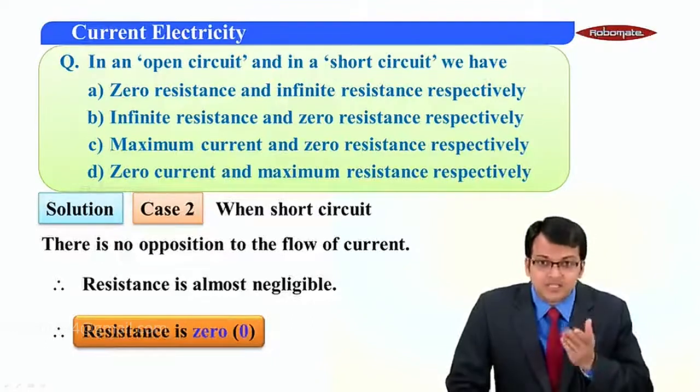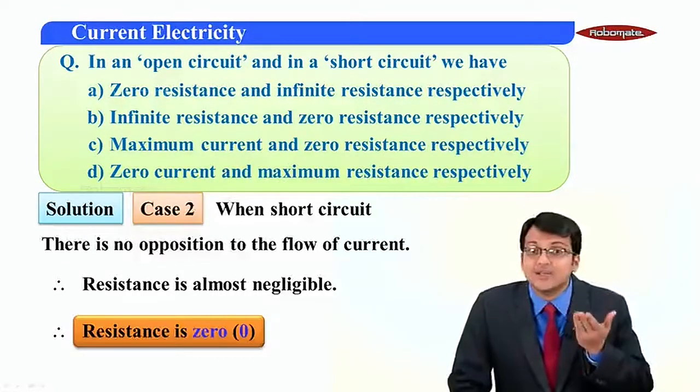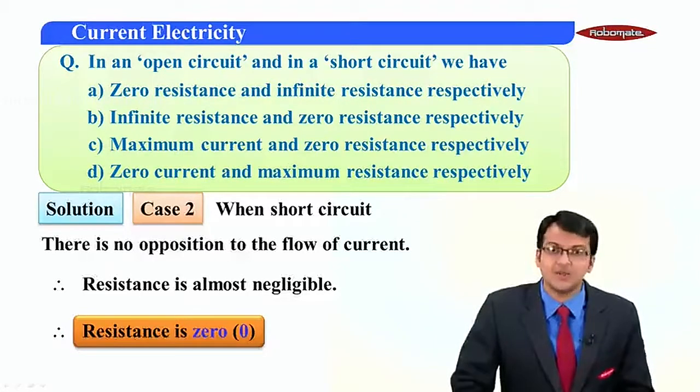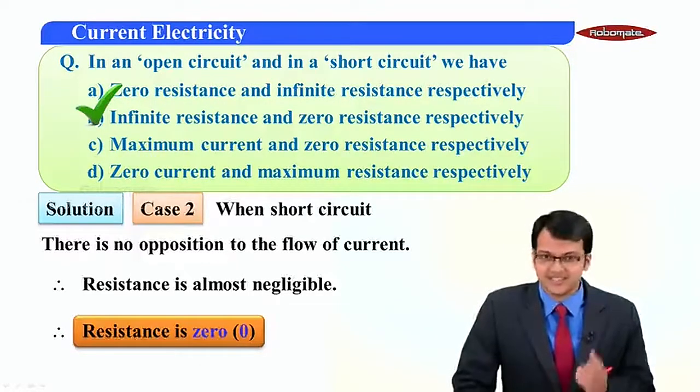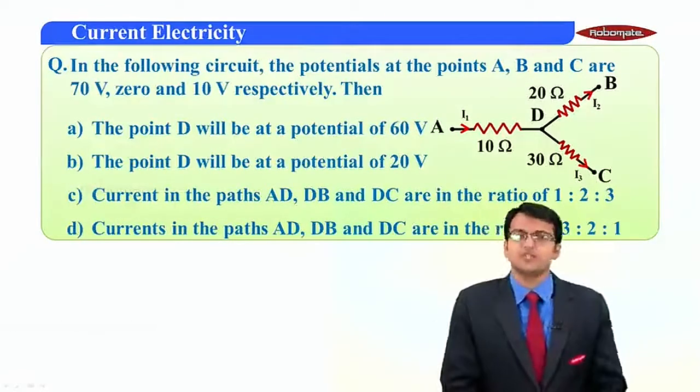That means in an open circuit the resistance is infinite, and in a short circuit, or I can say in a closed circuit, the resistance is 0. Hence my option B is correct. Right, dear students? Perfect. Moving ahead with our next question for this module.